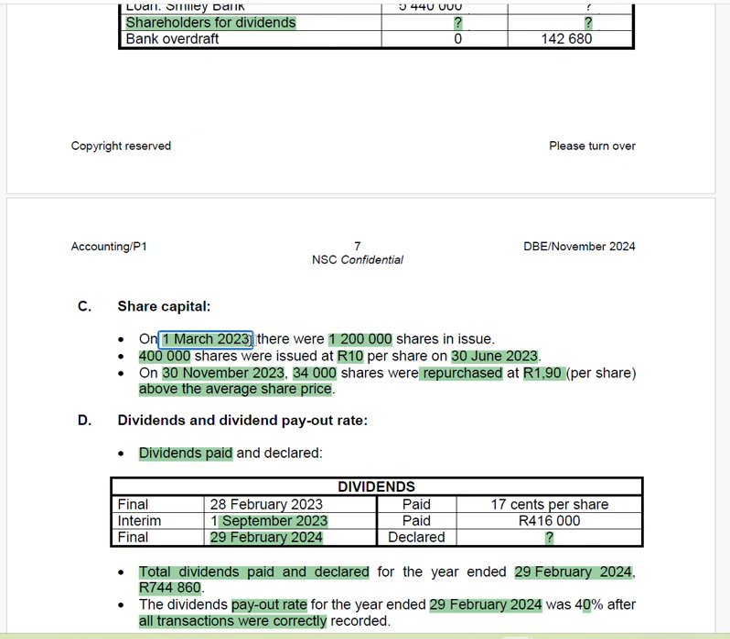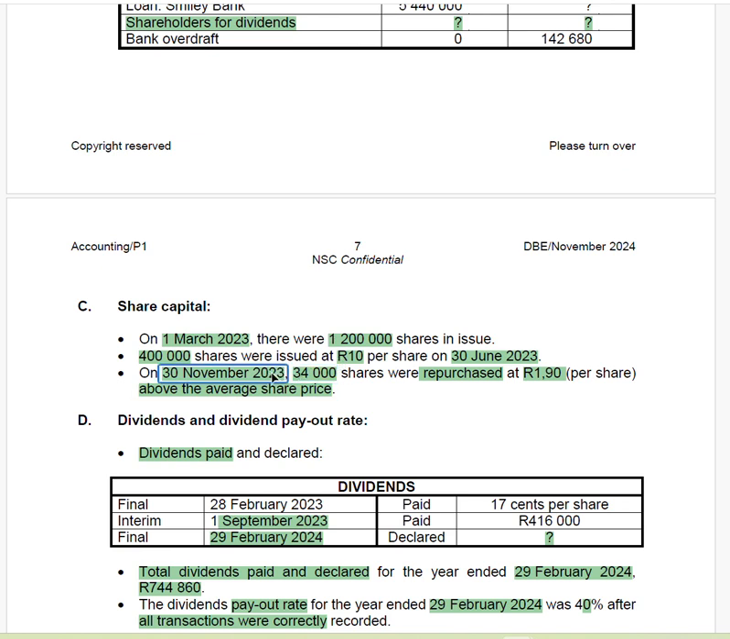And what we are told here is that on 1 March 2023, there were 1.2 million shares in issue. So you ask yourself, do you need this information for retained income? No, it doesn't affect my retained income. Therefore, it's not of my concern. Then when you move down, we're told about the shares that were issued for 10 Rand per share, and it was issued in the current year. Is it of my concern for retained income? No, it doesn't affect my retained income calculation. Then you're going to move down to point 3.